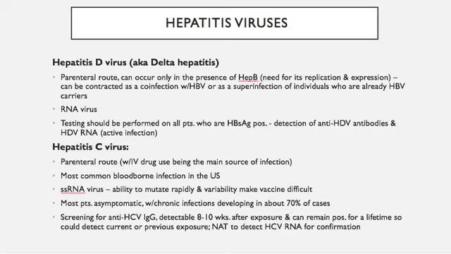Hepatitis C, which is the one that most people have probably heard of the most, can be passed through parenteral route, with IV drug use being the main source of infection. It's the most common bloodborne infection in the United States. This one is a single-stranded RNA virus with the ability to mutate rapidly and variability, which makes developing a vaccine very difficult. Most patients are asymptomatic, with chronic infections developing in about 70% of cases.